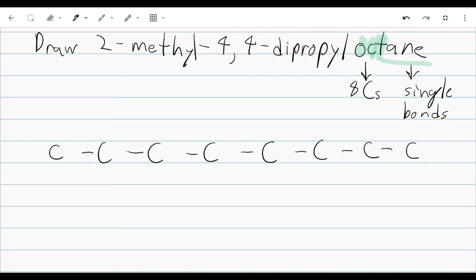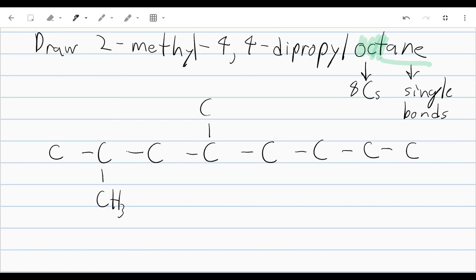Okay. Next thing I see is that we have a methyl group, and it is on carbon 2. Methyl means that there's 1 carbon, so that will be a CH3. Then I see that I have 2 propyl groups. Propyl groups have 3 carbons in them each.